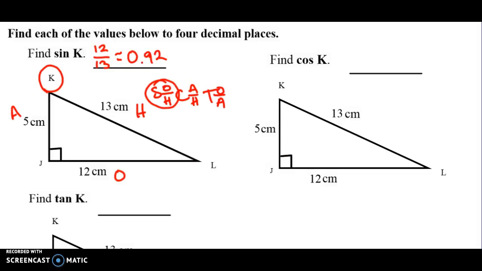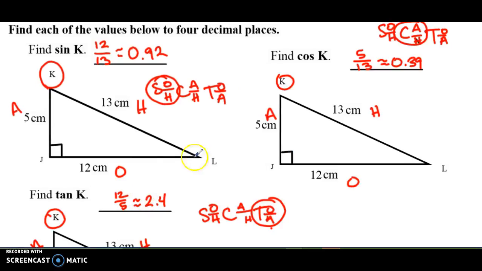Pause the video now. Alright, when you plug the next one in the calculator, first you need to label all your sides, figure out what you need to do. So I have my SOHCAHTOA written up here. Cosine is my adjacent over my hypotenuse, 5 over 13, which is approximately 0.39.